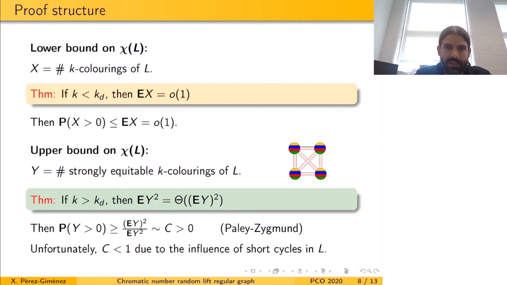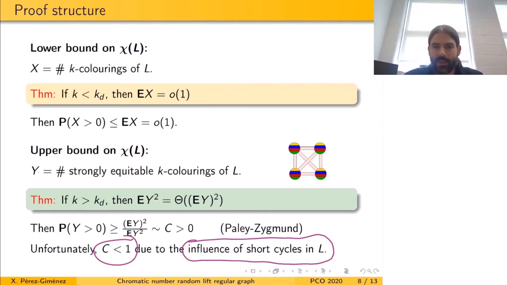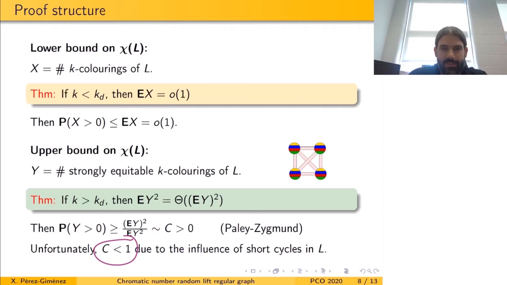Unfortunately, if this constant was one, we would be happy, because we would have shown that with high probability, you have some proper K-colorings. But this constant that we get is less than one because of, and I'll talk about this later, the existence of short cycles. The short cycle counts fluctuate, and these affect your variance. That's what makes this constant not be one.